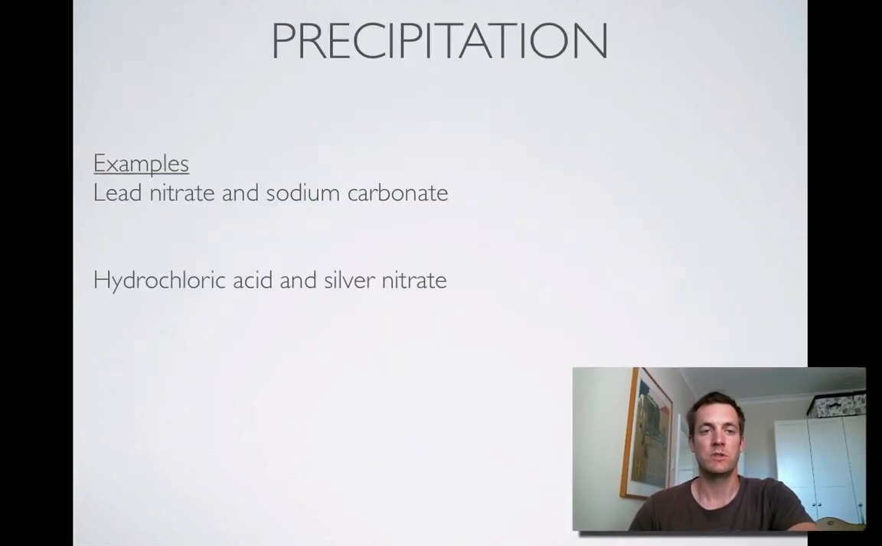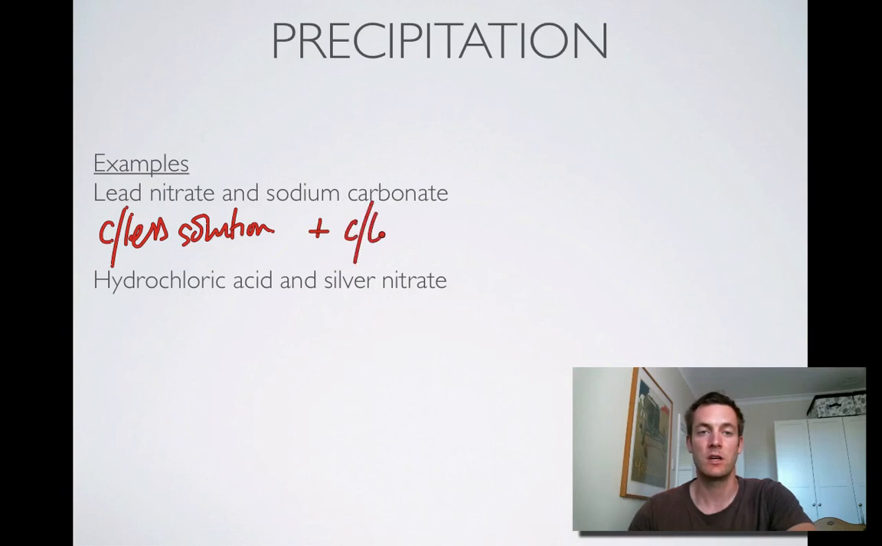Moving on to precipitation reactions, we've got lead nitrate and sodium carbonate. We can look up the colours of these things. Lead is a colourless ion, so we've got a colourless solution here. Sodium carbonate could be a solution or a solid, but if this is a precipitation reaction, it's likely going to be a solution, so that's colourless because sodium is colourless. So two colourless solutions mix.